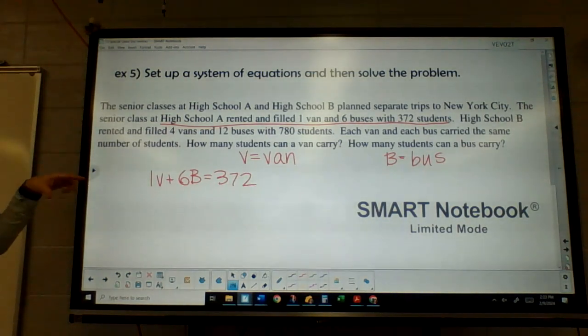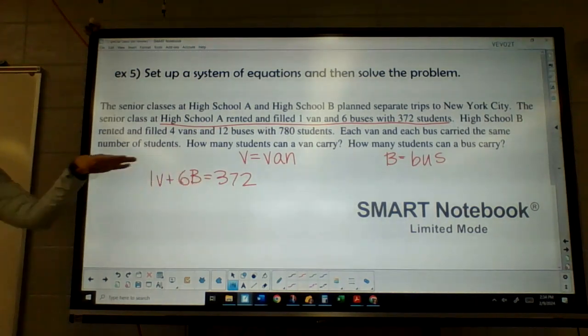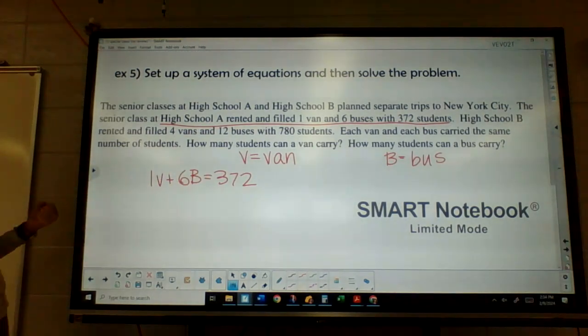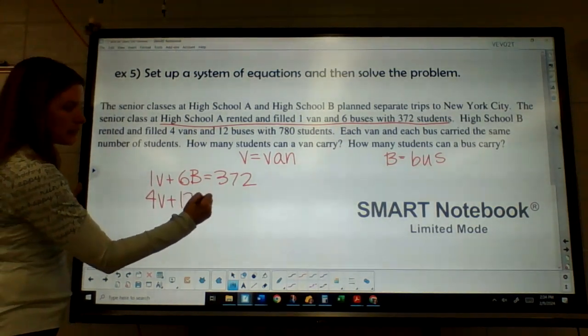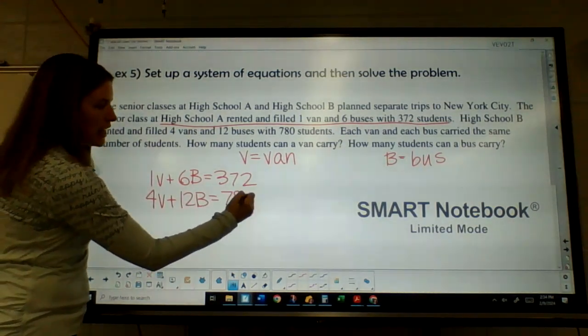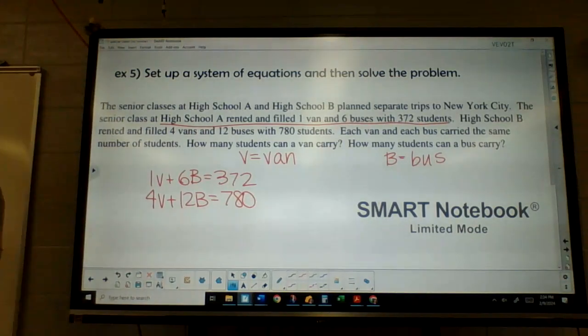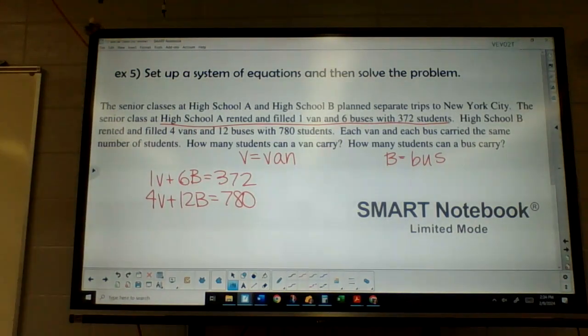Then the other one, hopefully once you set up that one, this next one makes more sense. We have 4 vans now and 12 buses with 780 students. These are high schools slightly bigger than Random Lake High School, because that's just their senior class.